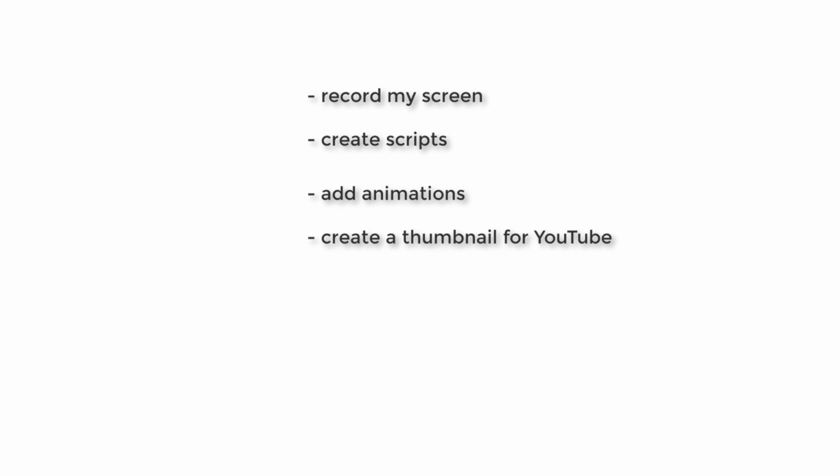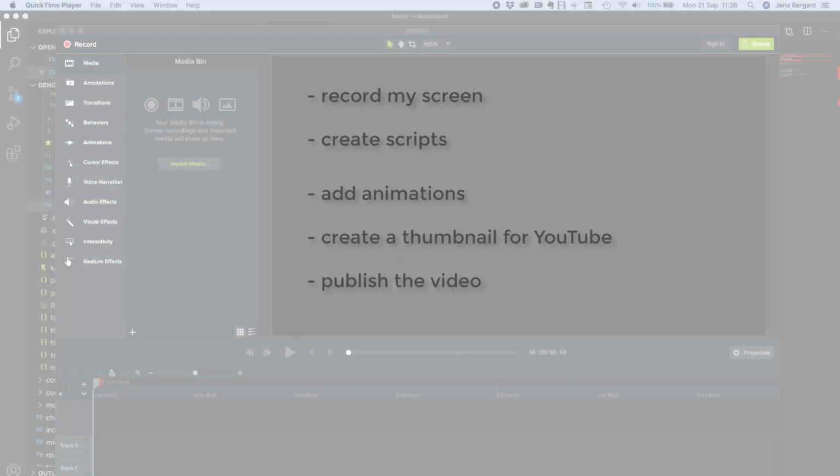First, I record my screen. Like for example, right now I'm making some Dino code examples. Then second, I create scripts explaining what I'm doing. And I add animations where extra explanations are needed. Then, before publishing, I create a thumbnail for YouTube. And I publish it. Super simple. Let me take you through the process.